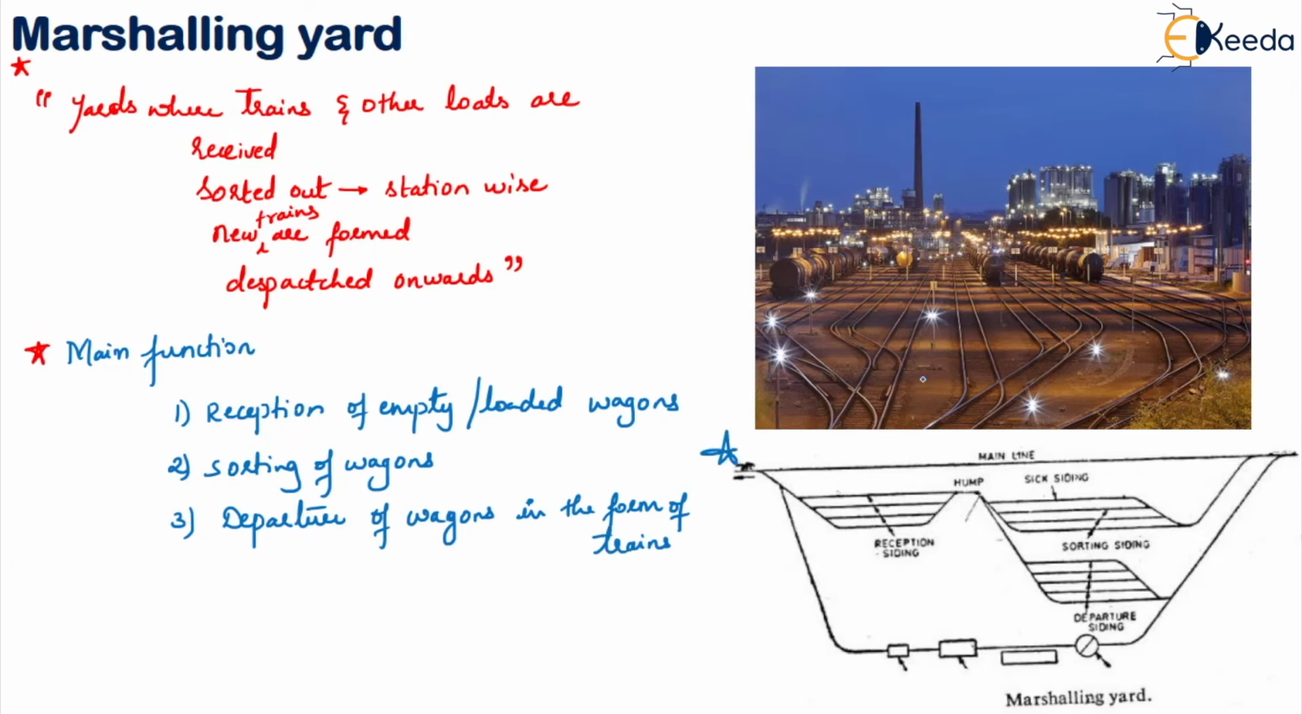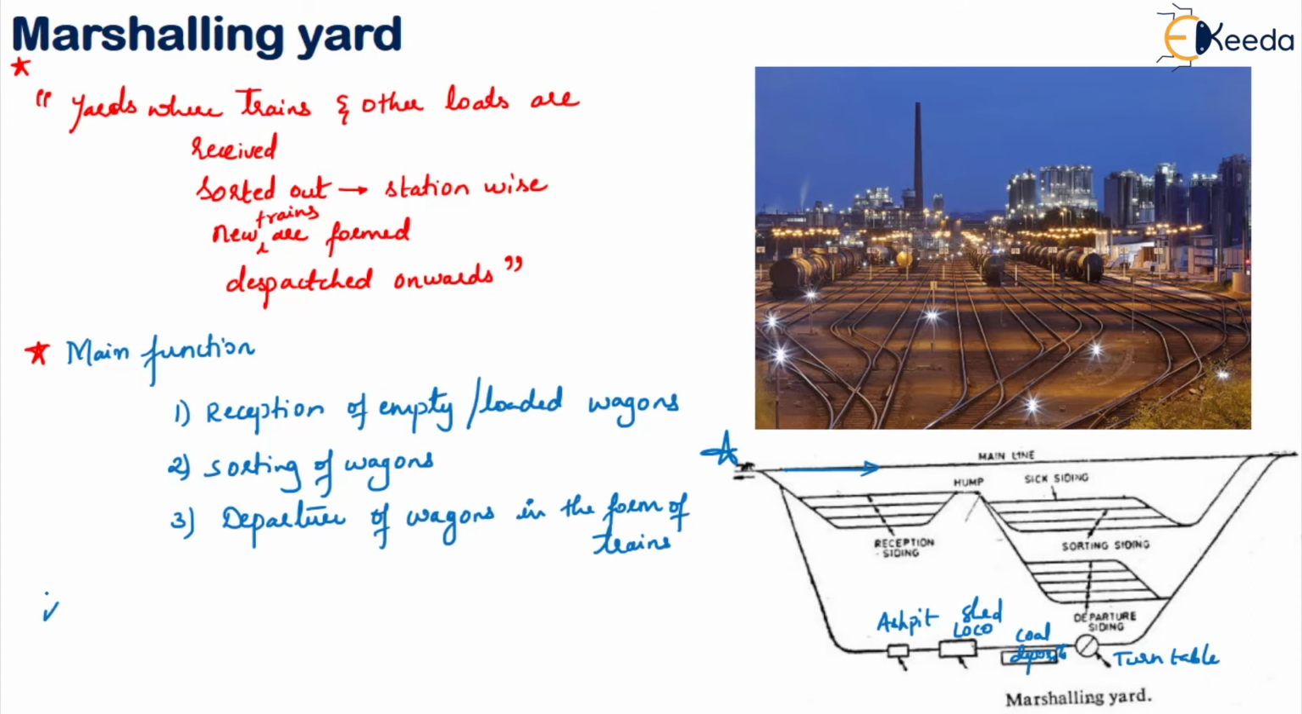If you see the diagram, you will come to know this is how it will look, the overall picture. See here, this is the main line, right? Here is your reception siding. Whenever you receive them, they will come here. Then these are sorting sidings. They will be sorted out here, and then there is a departure siding, from where they will depart and go. Along with all this, you will have ash pit, loco sheds, coal deposits, then turntables so that they can change the direction, right? So this is how your marshalling yard will look.